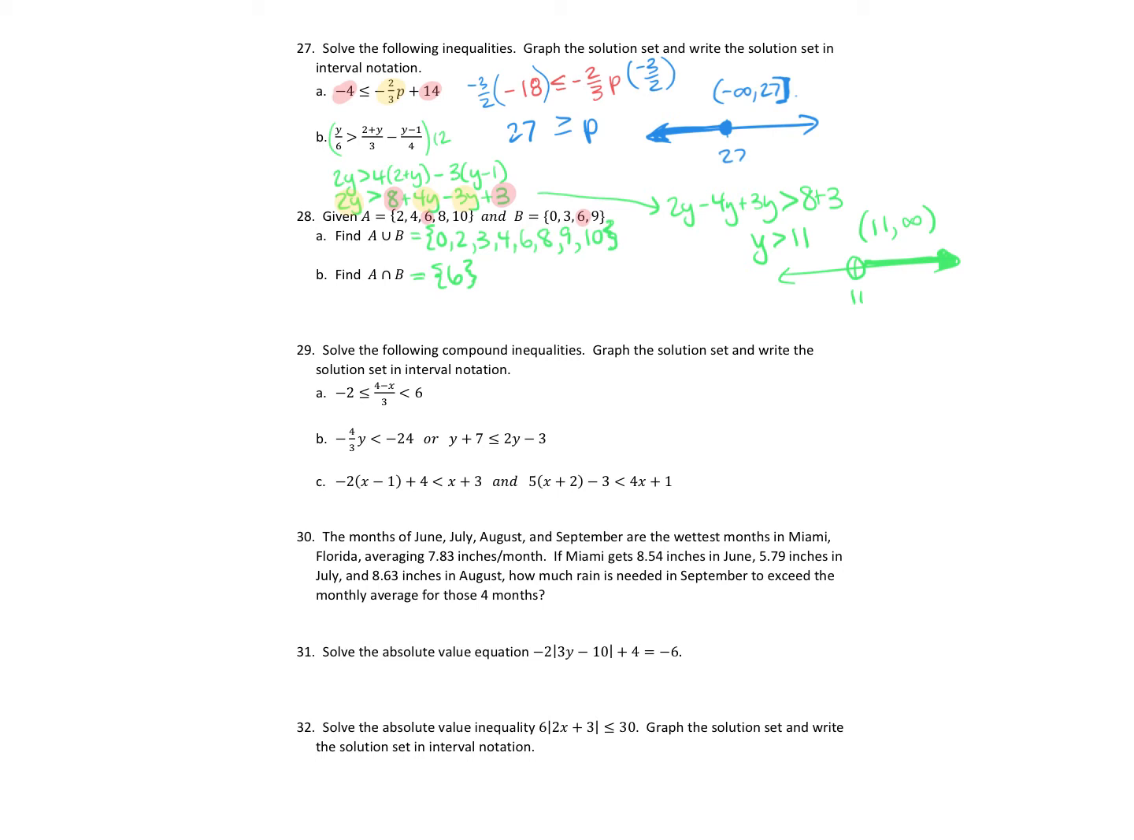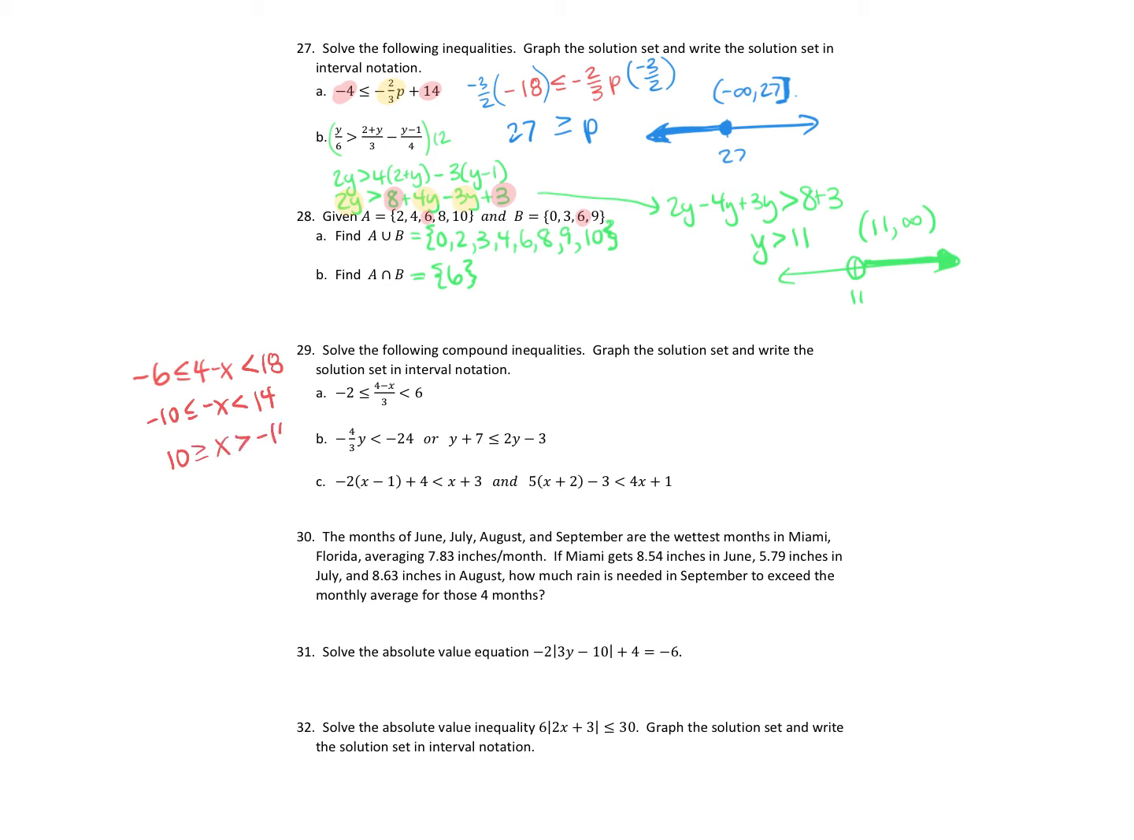Solve the following compound inequalities. Graph the solution set, and write it in interval notation. Okay, so for this one, I'm going to start by multiplying everything by 3. So I'm going to get negative 6 less than or equal to, is strictly less than 6 times 3 is 18. Okay, and then I'm going to subtract 4 from everything. So that'll be negative 10 less than or equal to negative x less than 18 minus 4 is 14. And then I'm going to multiply everything through by negative 1. So I get 10. Remember, when you multiply by a negative, we're going to flip our signs.